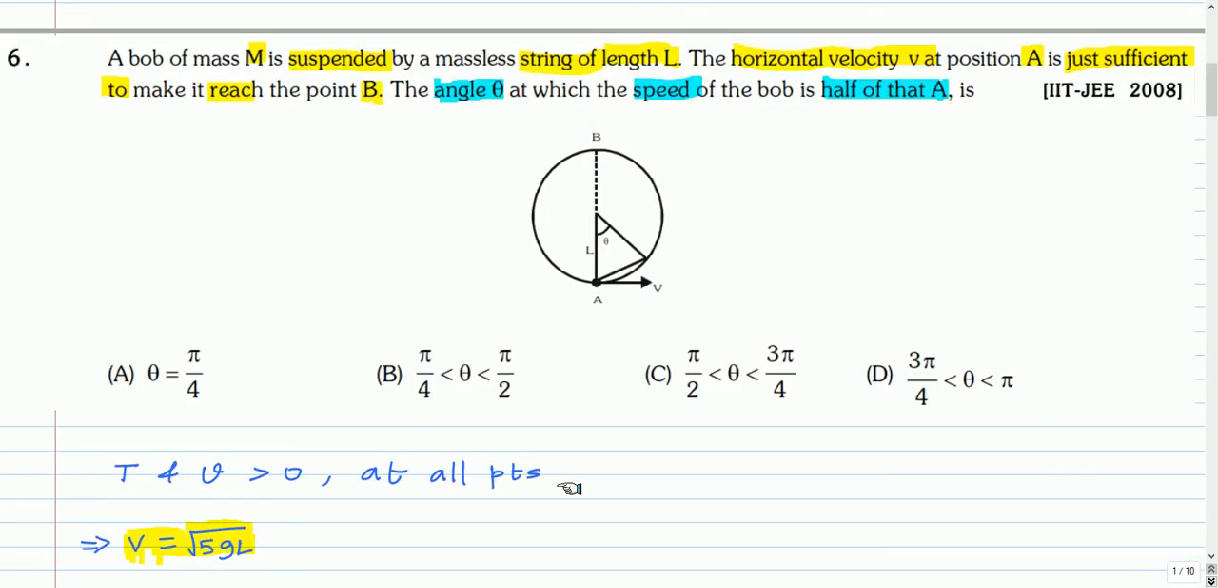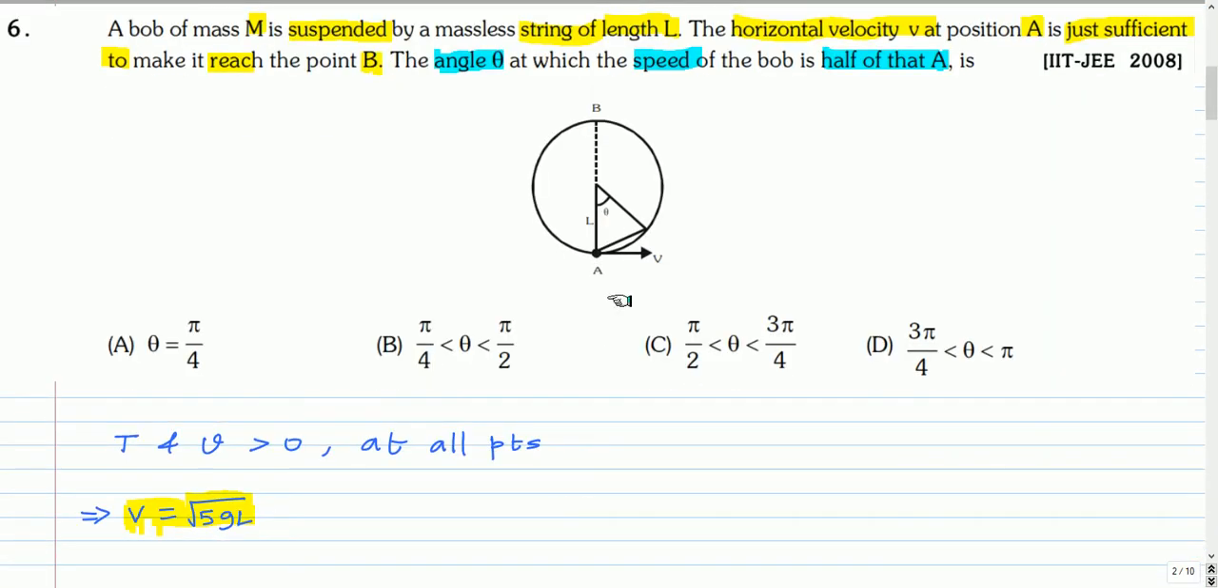Here is the solution. So here we can use a standard result for the bob to make this complete vertical circular motion. The minimum velocity at this bottommost point should be square root of 5gL. This comes from using the fact that the tension in the string and the velocity should be greater than 0 at all points along the circle.